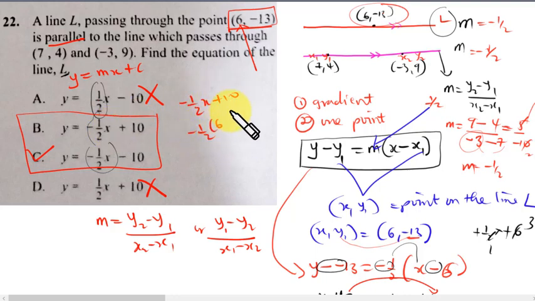When we put in 6 here, plus 10, do we get 13? 2 here 1, 2 here 3, so we have negative 3 plus 10. Negative 3 plus 10 is 7. We don't get 6, so B cannot be an answer.